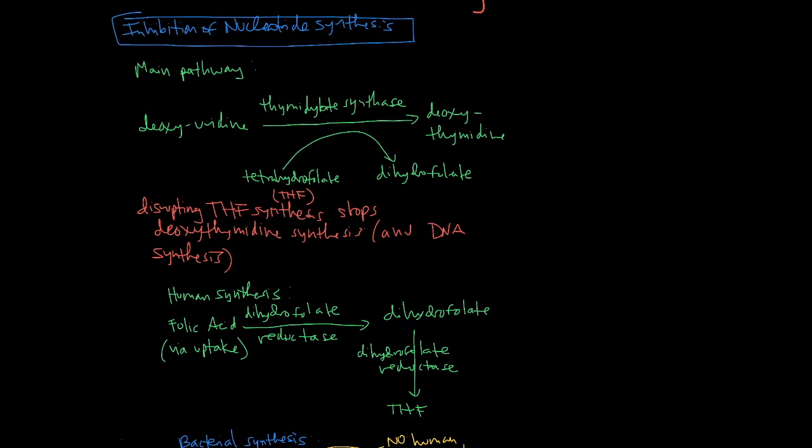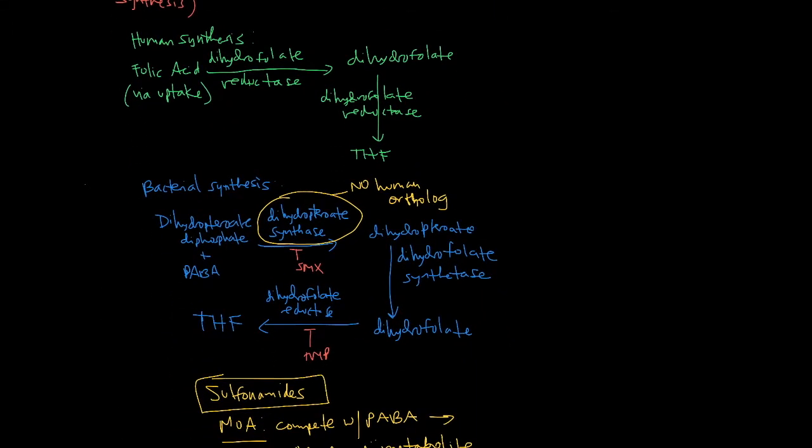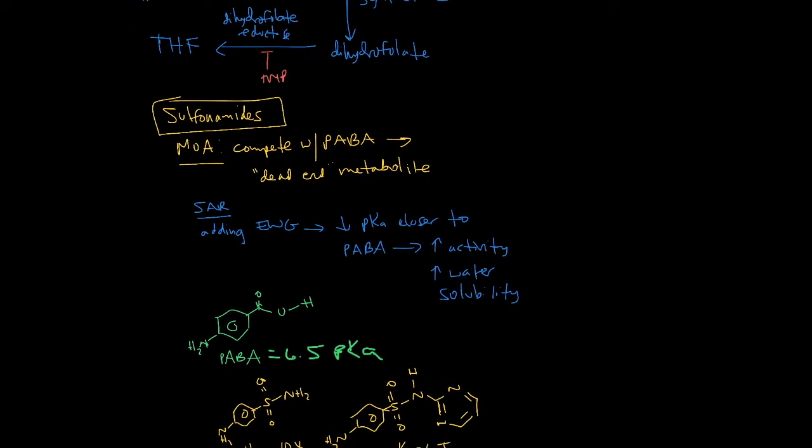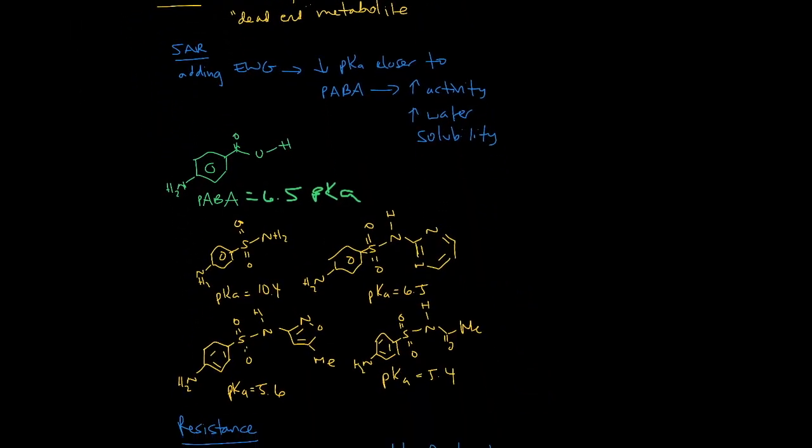Nucleotide synthesis inhibitors work by inhibiting tetrahydrofolate, which inhibits deoxythymidine synthesis, which inhibits DNA synthesis. Human synthesis has a different pathway than bacterial synthesis. Sulfamethoxazole acts by competing against PABA and acting on the dihydropteroate synthase pathway. And remember that dihydropteroate synthase has no human ortholog. So human dihydropteroate synthase and bacterial dihydropteroate synthase are not very similar, which leads to selectivity. Trimethoprim acts at dihydrofolate reductase. Sulfonamide produces dead-end metabolites by competing against PABA.